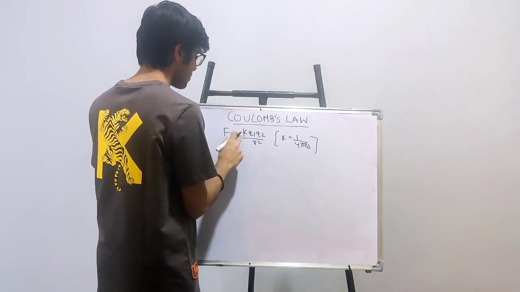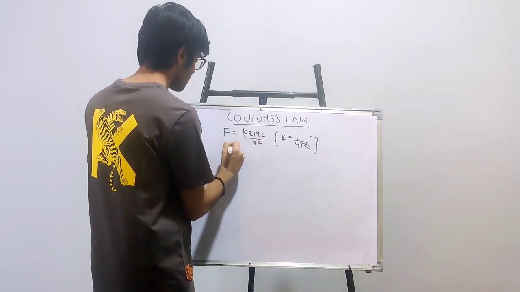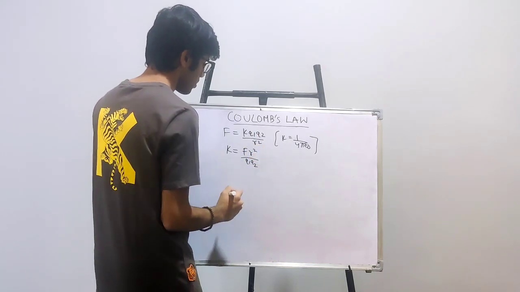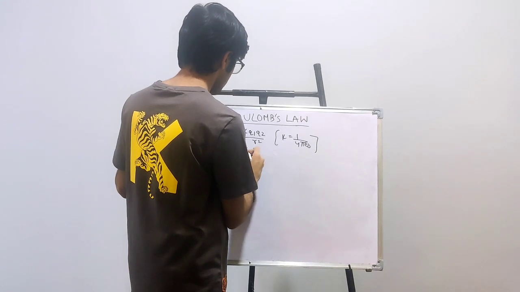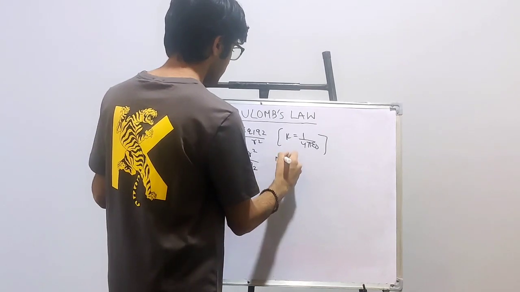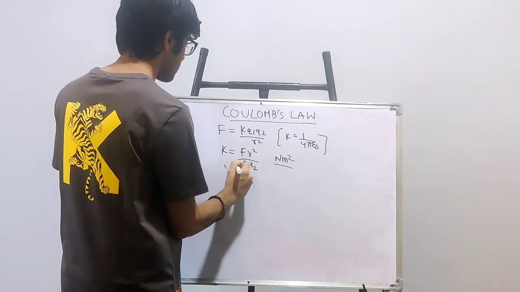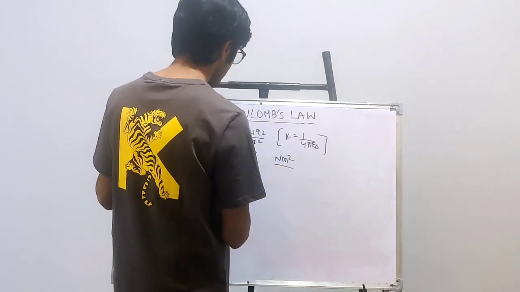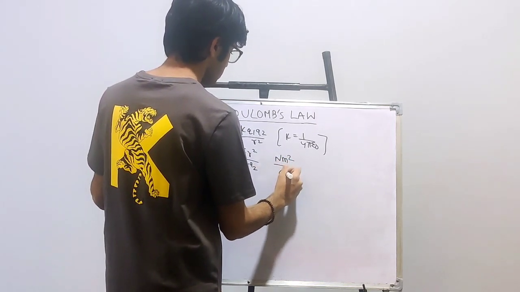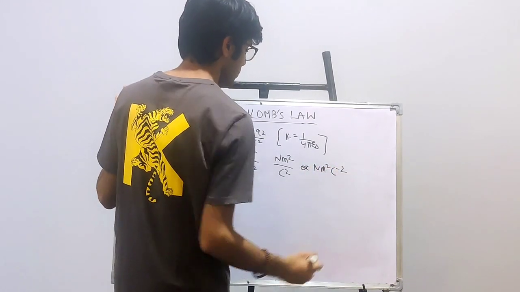So if you were to calculate the units and dimensions of K, which are considered as very important, from here we can see that K is nothing but F r square over Q1 Q2. So we know that the unit of force is Newton, the unit of radius, which is nothing but length, is meter square, upon the unit of charge, which is Coulomb, and we denote it by the letter C. So the units of K, which is the electrostatic force constant, become Newton meter square per Coulomb square, or Newton meter square C to the power minus 2.